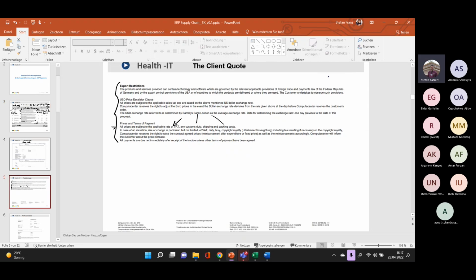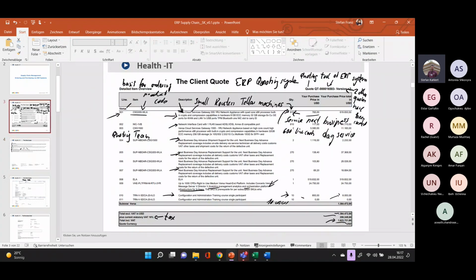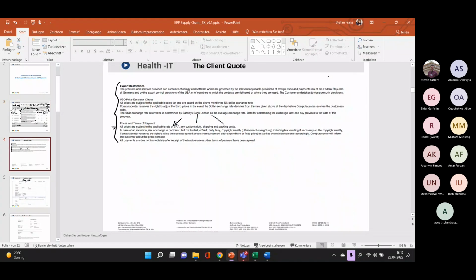So this is the slide that refers to here. This is what you can see as a second page in this quote. When you see here, it gives you some information on what's happening and what you can expect if you create now a PO and buy such routers, for instance.